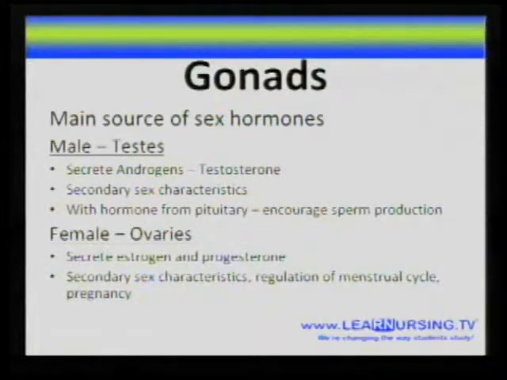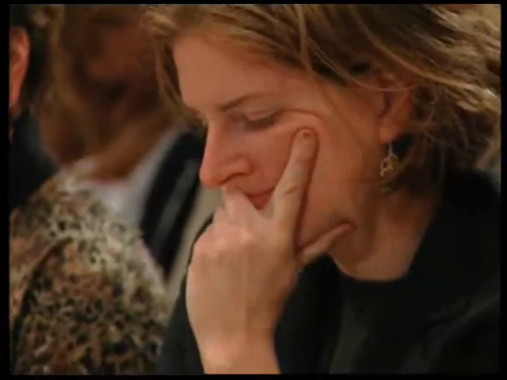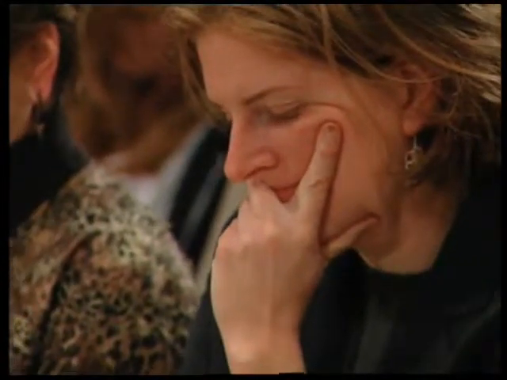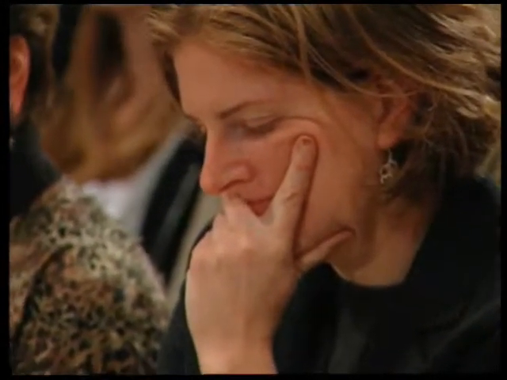The males are the ones that secrete the androgens, and this is the difference between the anabolic steroids. This is what's different than the corticosteroids that we talked about. The anabolic steroids that the bodybuilders use, those are where you get more like the androgens. This is what gives you the sex characteristics, and the female ovaries are the estrogen, the progesterone. They give the female secondary sex characteristics and regulate their menstrual cycles in pregnancy.